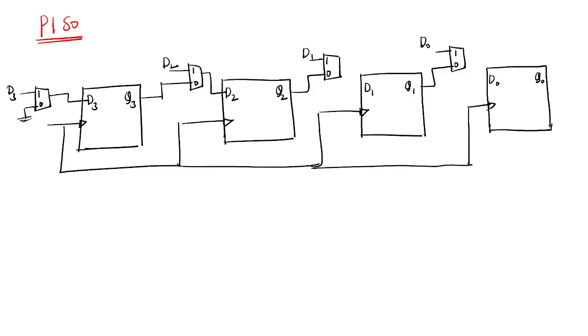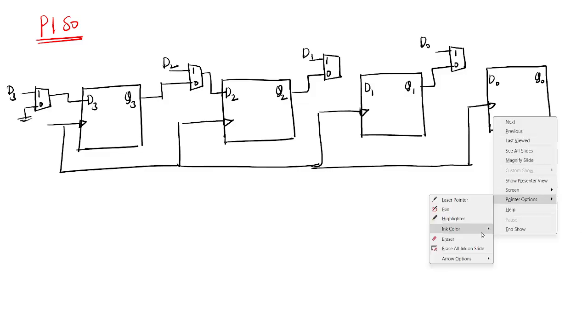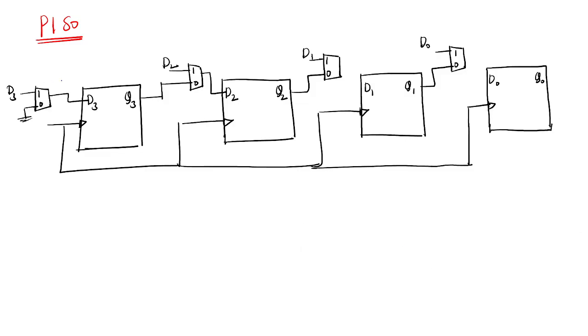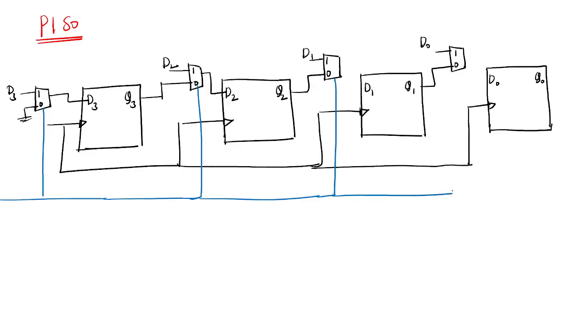Here is one more selection line. I am giving a selection line for this mux also. This is given to D0. This is parallel in, serial out, data serial load, serial out data. So this signal is nothing but load by shift bar.